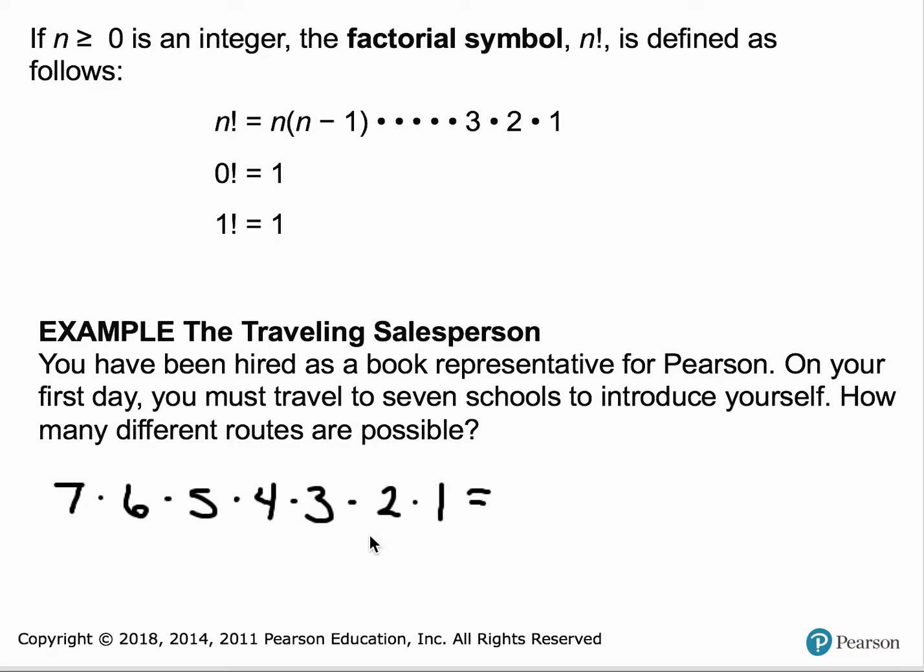But what if there were 25 schools? Imagine this would be 25 times 24 times 23, dot, dot, dot, times 3 times 2 times 1. What are the odds that you're not going to make a mistake punching that in your calculator? So if we are multiplying numbers that decrease by 1 and go all the way down to 1, we have this special notation, 7 factorial, and this operation is on our calculator.